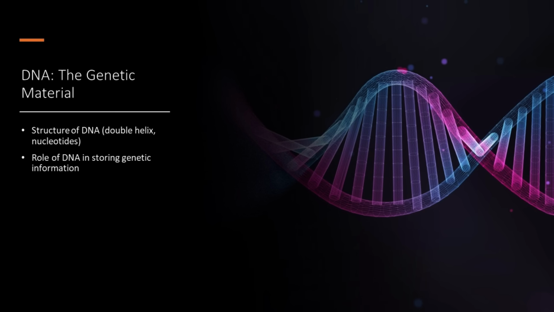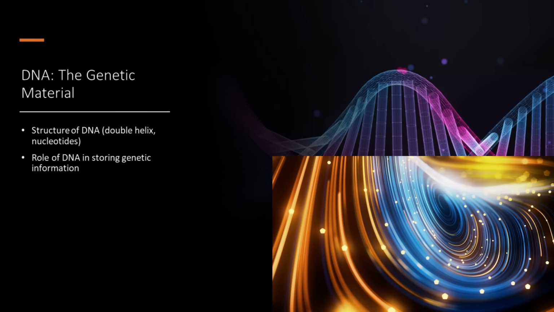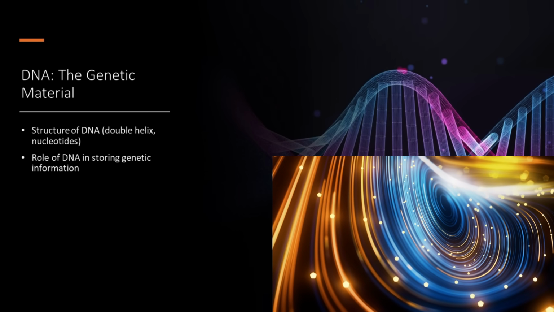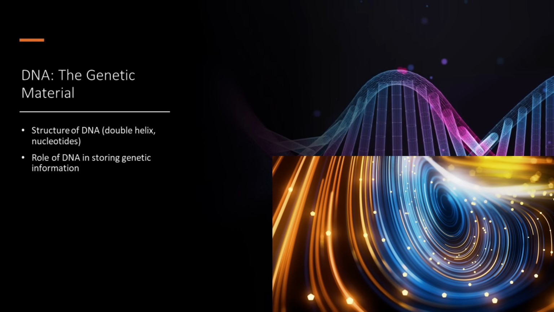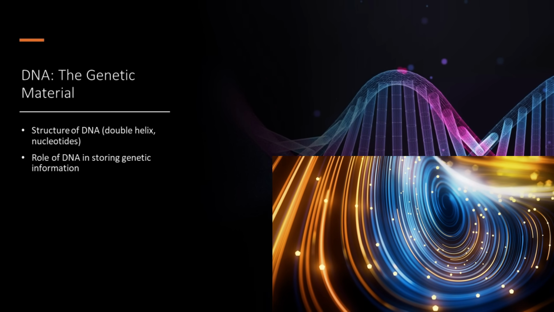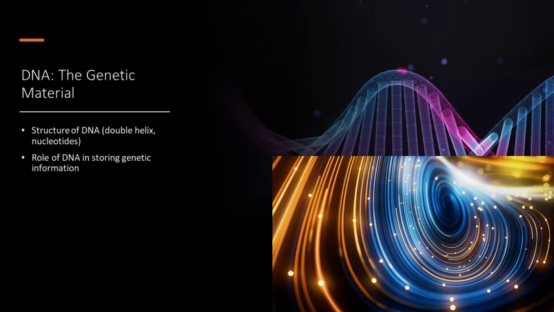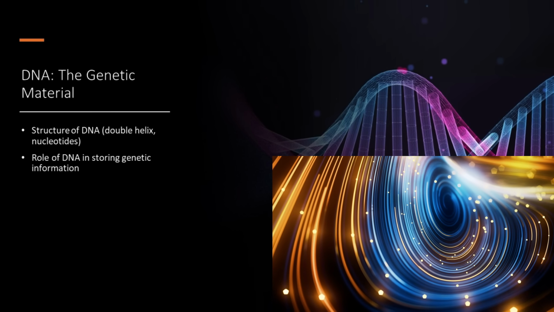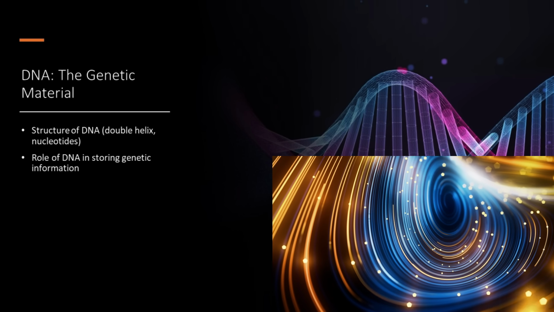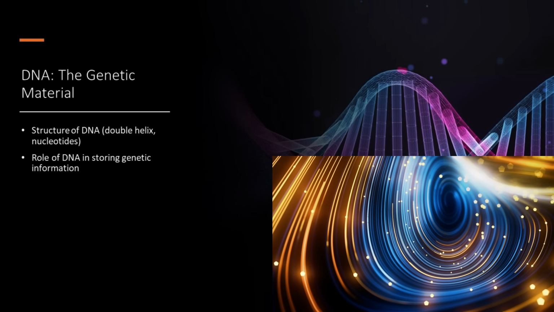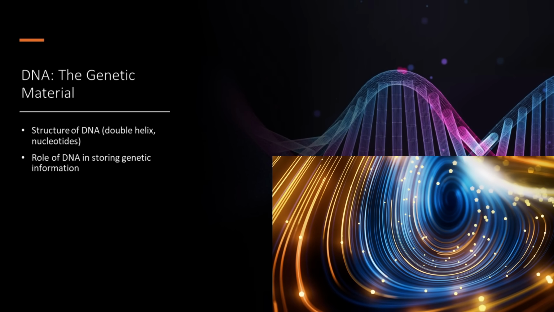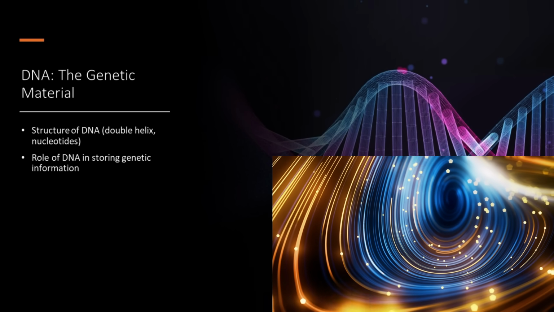The sequence of these bases encodes genetic information. Role of DNA. DNA serves as the genetic material because it can store information in the sequence of its nucleotides and replicate this information accurately. During cell division, DNA is replicated, ensuring that each daughter cell receives a complete and accurate set of genetic instructions.